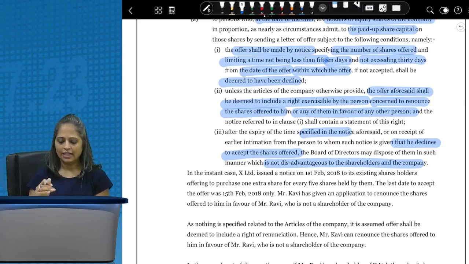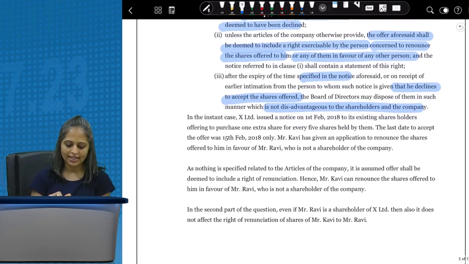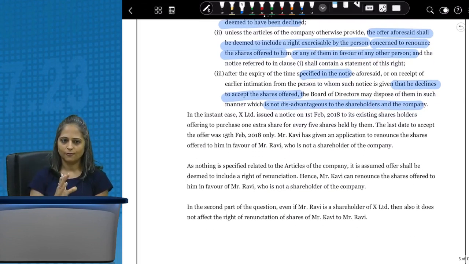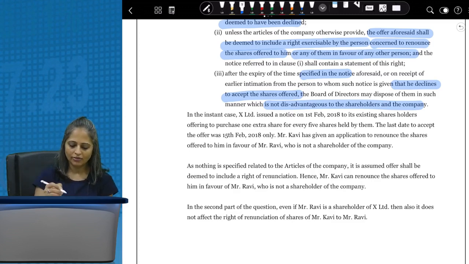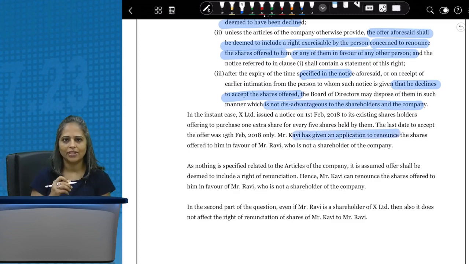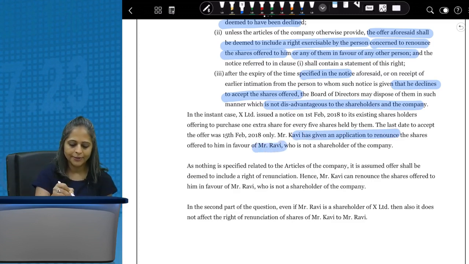Now coming to the instant case, X Limited issued a notice on 1st Feb and the shares had to be purchased by him by 15th of Feb. So they've given a minimum of 15 days of notice, which is fine. Mr. Kavi has not accepted the offer and has renounced the shares in the name of Mr. Ravi, who is not a shareholder of the company.